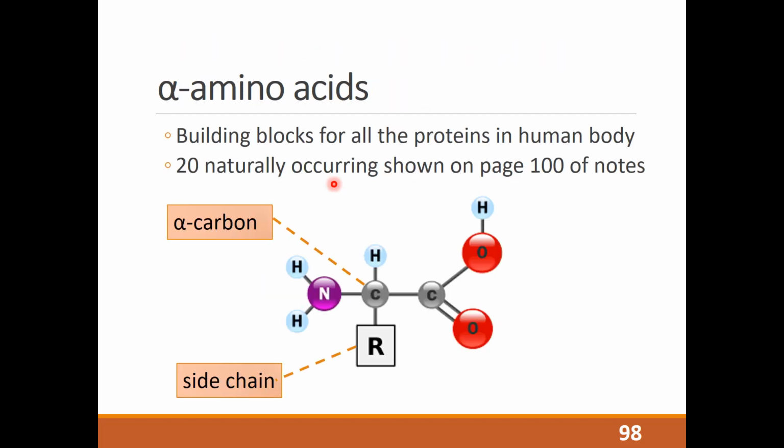So there are actually 20 naturally occurring amino acids shown on page 100 of your notes. You can have a look at them later. So what makes them different is actually the R group that is differing. This fundamental structure with the amino group, the alpha carbon, hydrogen, and also your carboxyl group is actually the same for all amino acids. If you're sharp enough, you have realized that this alpha carbon is actually a chiral carbon, as long as the R group side chain is not a hydrogen.